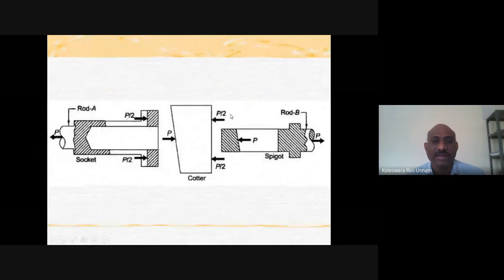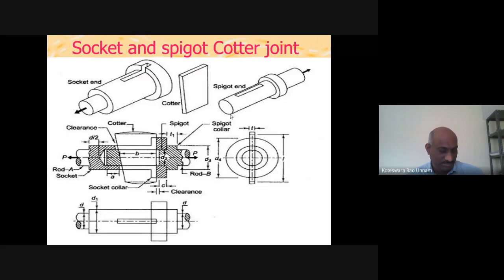Right. So here, this is the socket and spigot joint or spigot cotter joint. Now we need to identify what the dimensions are. So from the data book, the first parameter, or first diameter, that you need to calculate is this D value, that is the diameter of the rod, or the diameter of the spigot, whatever you call it. First we need to compute this diameter.